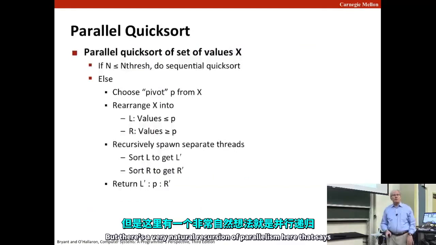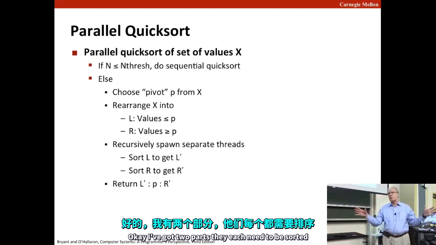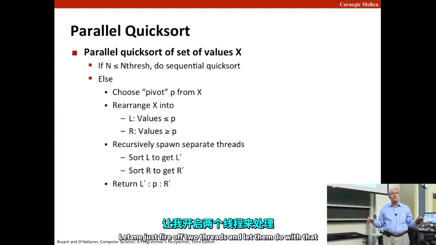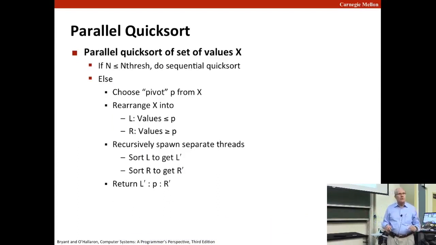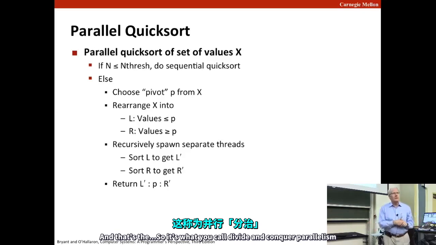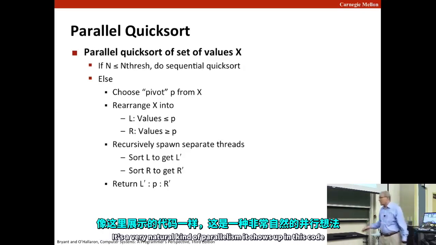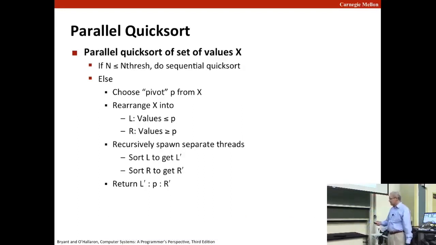But there's a very natural recursive parallelism here that says, okay, I've got two parts. They each need to be sorted. Let me just fire off two threads and let them deal with that. That's what you call divide and conquer parallelism. It's a very natural kind of parallelism, and it shows up in this code.